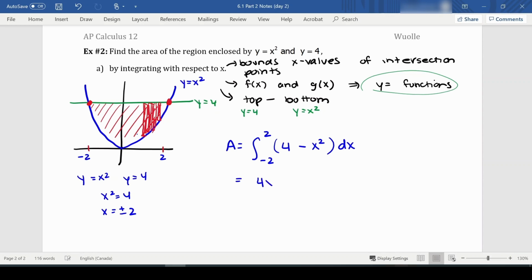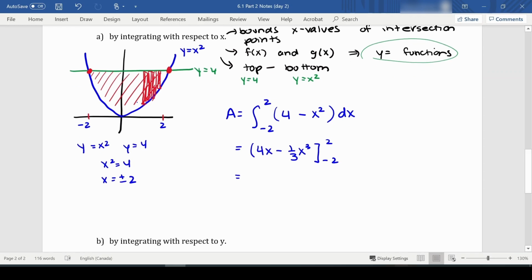This is going to give us 4x minus 1/3 x cubed from -2 to 2. So we're going to have 8 minus 8 over 3 minus -8 plus 8 over 3, which gives us 16 minus 16 over 3, or 32 over 3.